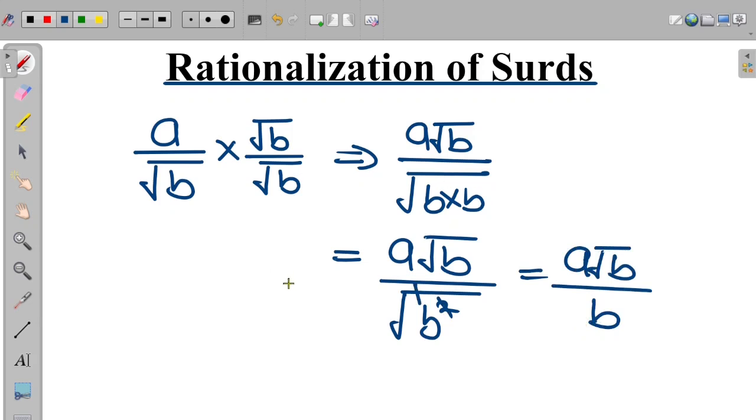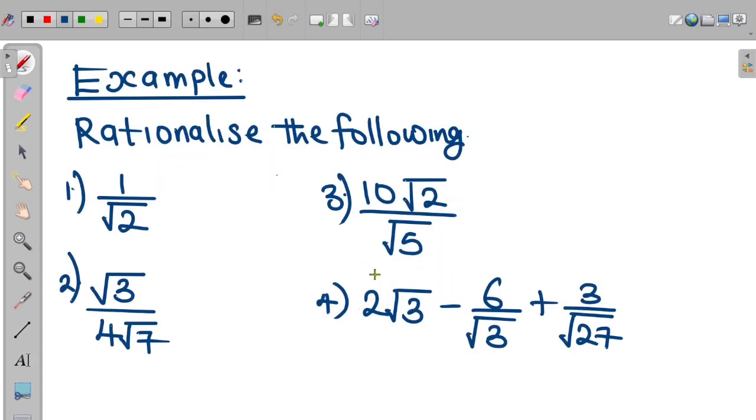So the idea here is that when you're given an expression that has a surd as the denominator, to rationalize it, you multiply the numerator and the denominator by the surd given at the denominator. So we multiply the expression by root b divided by root b. Now at this point, let's take up some examples that will strengthen this concept. We are given these 4 questions and we are asked to rationalize them.